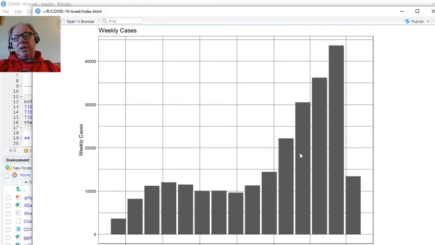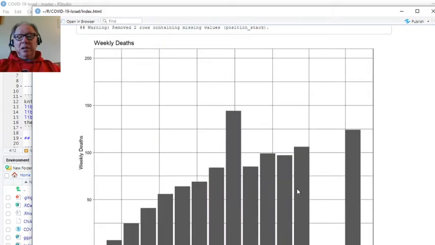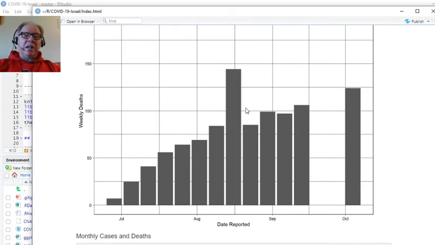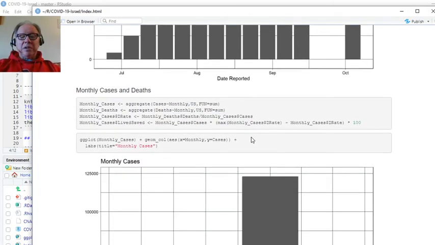Weekly cases is no surprise. You can see 1, 2, 3, 4, 5, 6 straight weeks of increasing cases so far. Deaths, you can see are generally in the 75 to 125 range. It's kind of flat here. I'm not sure, did they really have no deaths during this period of time? Not quite sure. This would be the current week. As you can see, the current week has already passed these weeks over here. So this is a bit of a concern.